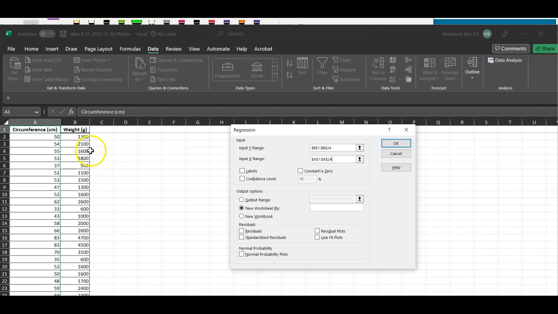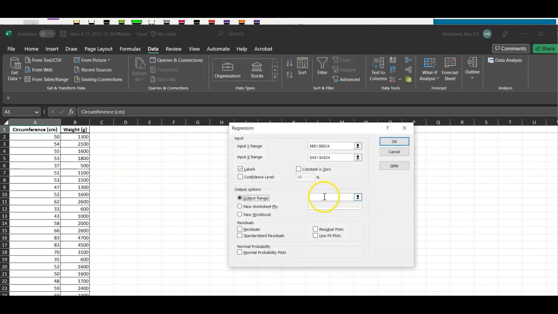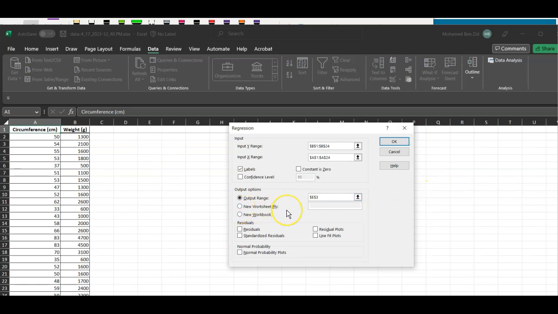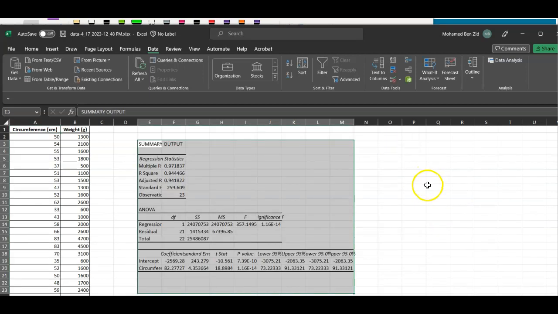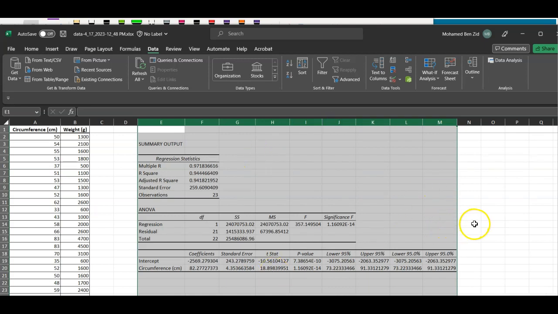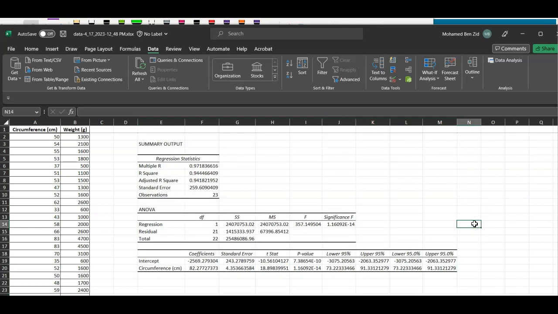The weight is in gram units and the circumference in centimeters. Then we're going to select the label. We're going to select the output range, and usually we put the output near here on the same worksheet. For the moment, that's all I need. Say okay. I get the data. You can double click on the top between the two cells, and this will expand all the numbers so they're more visible for you.